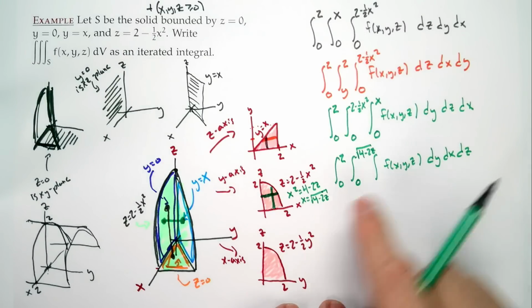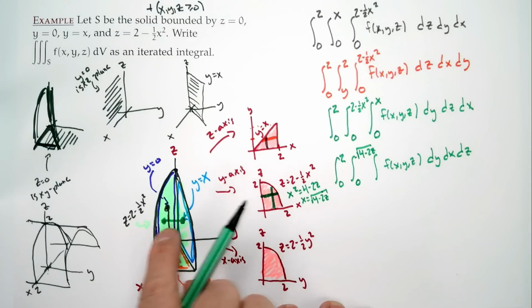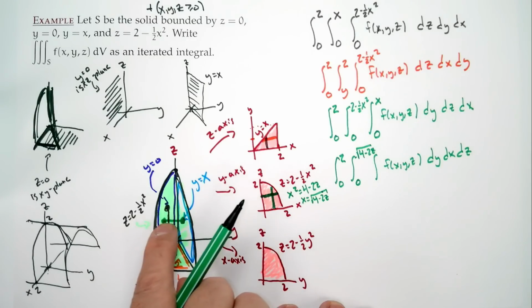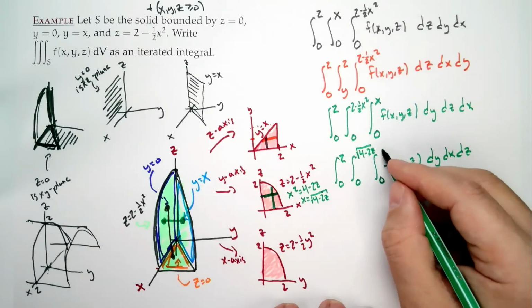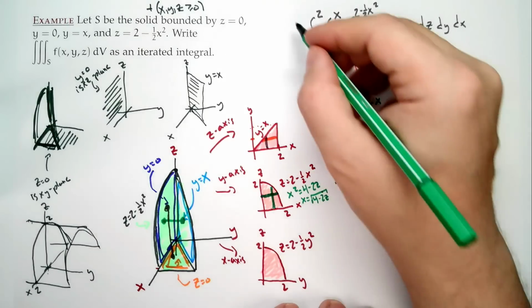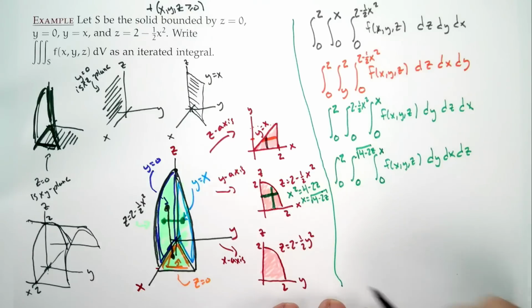Now, the innermost layer, it's again this same left-right motion. So we're still going from y equals 0 to y equals x. 0 to x. All right. Well, 4 down. Might as well get a full set.